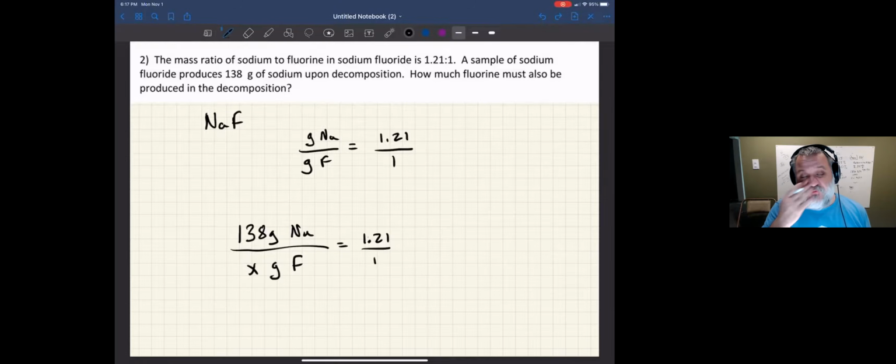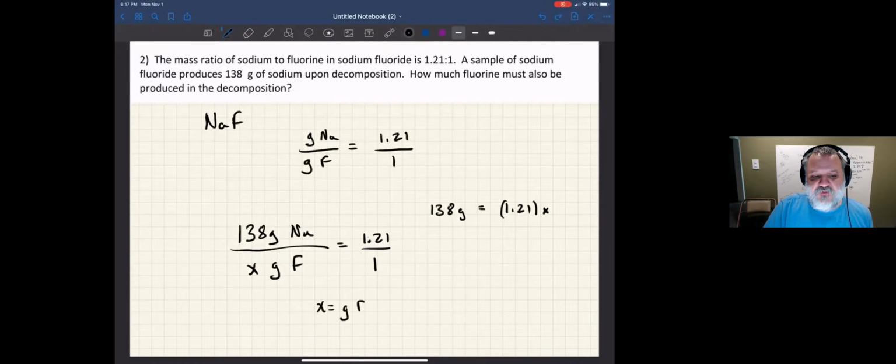So what we need to do is just use algebra to rearrange. 138 grams equals 1.21 times X. And remember that X equals the mass of fluorine in this case. I got rid of the 1 because anything divided by 1 is itself, so that cancels itself out. And so what do we get? We get X equals 114 grams.